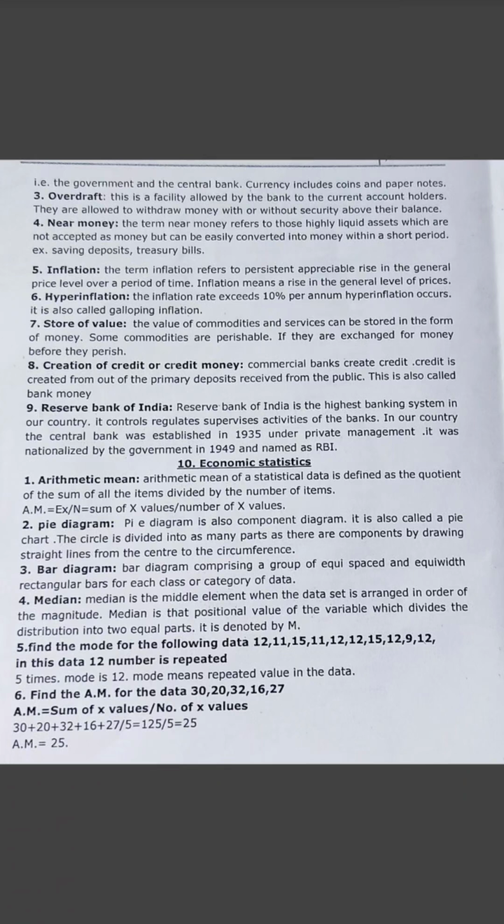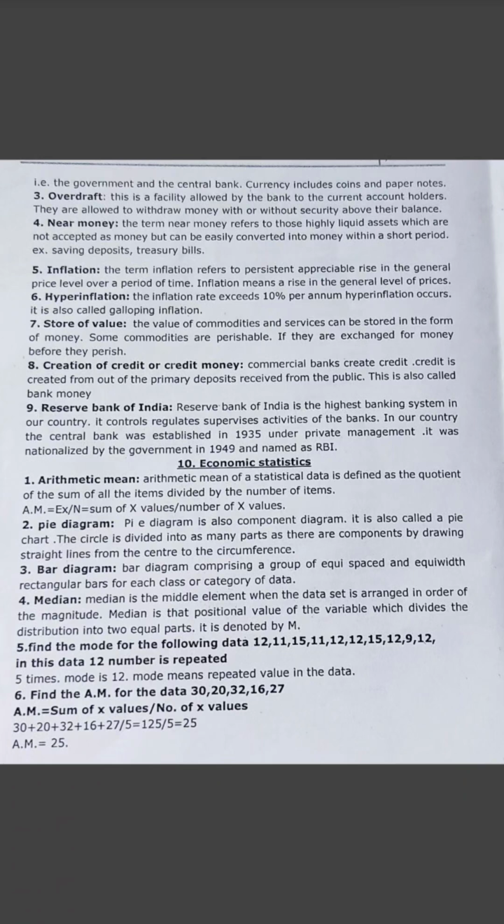Inflation. The term inflation refers to the persistent appreciable rise in the general price level over a period of time. Inflation means a rise in the general price levels. Hyperinflation. The inflation rate exceeds 10% per annum. It is also called galloping inflation. Store of value. The value of commodities and services can be stored in the form of money. Some commodities are perishable, so they are exchanged for money before they perish.